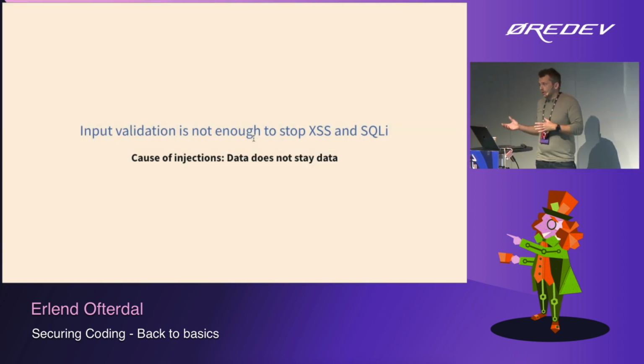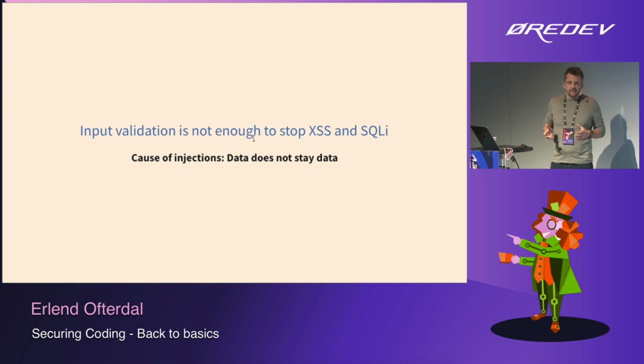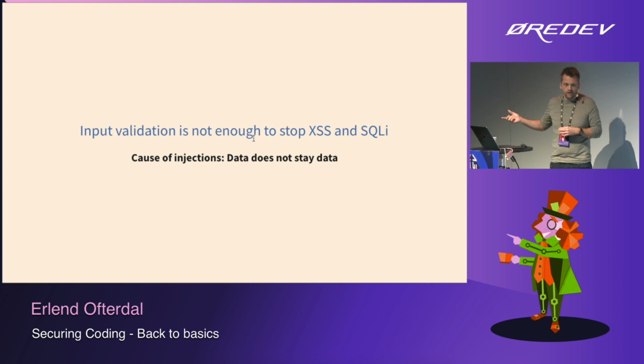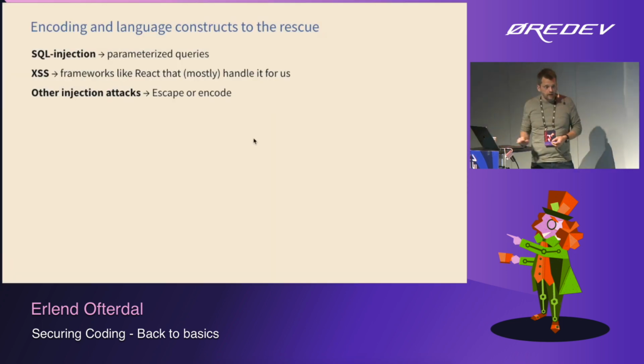So the problem with all kinds of injection attacks is that data does not stay data. Right? It's supposed to be data, and it suddenly becomes a part of the HTML, or it suddenly becomes a part of the query and modifies the query, or it suddenly changes the whole way the application works because it's instantiating different objects than we expected. So we have to ensure that data stays data.